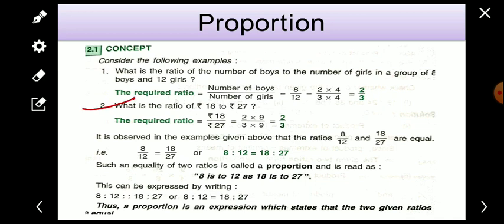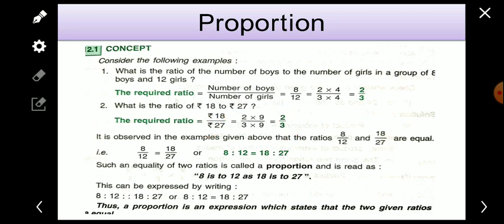Now in the second one, it is asking what is the ratio of rupees 18 to rupees 27. So here we have to find the ratio of rupees 18 to rupees 27. The required ratio will be rupees 18 by 27. Here also if we simplify it, we will get 2 by 3.